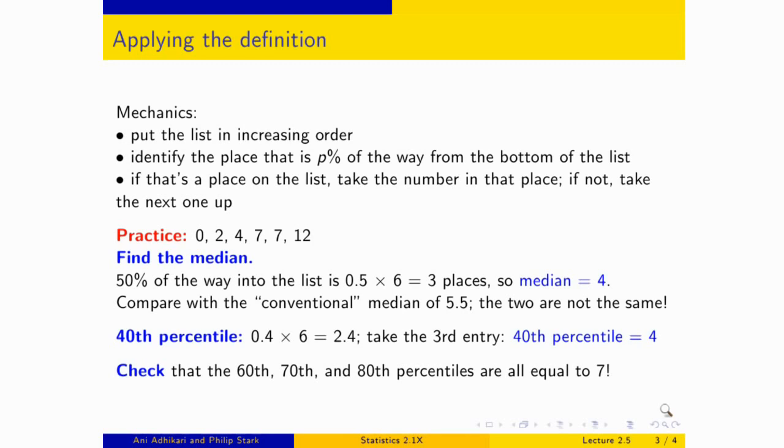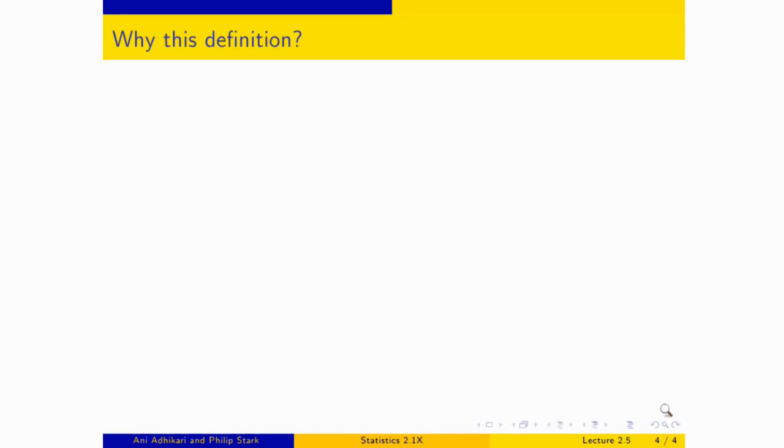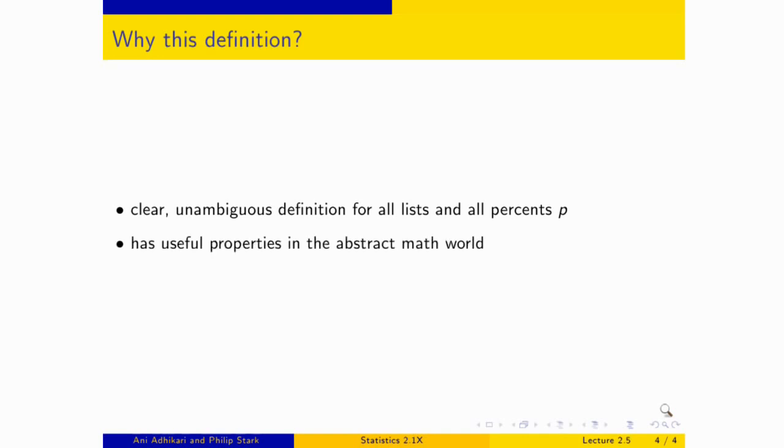And so just to summarize why you are using this definition and no other, it's clear, it's unambiguous, it works for every list and every percent, and it gives you a sensible answer. And for those of you who go on to somewhat more abstract mathematics, you will find that this particular way of defining percentiles actually has a great deal of power. But that is for another day and another time. For now, the formal definition of percentile for a list of numbers is what we've just gone through.